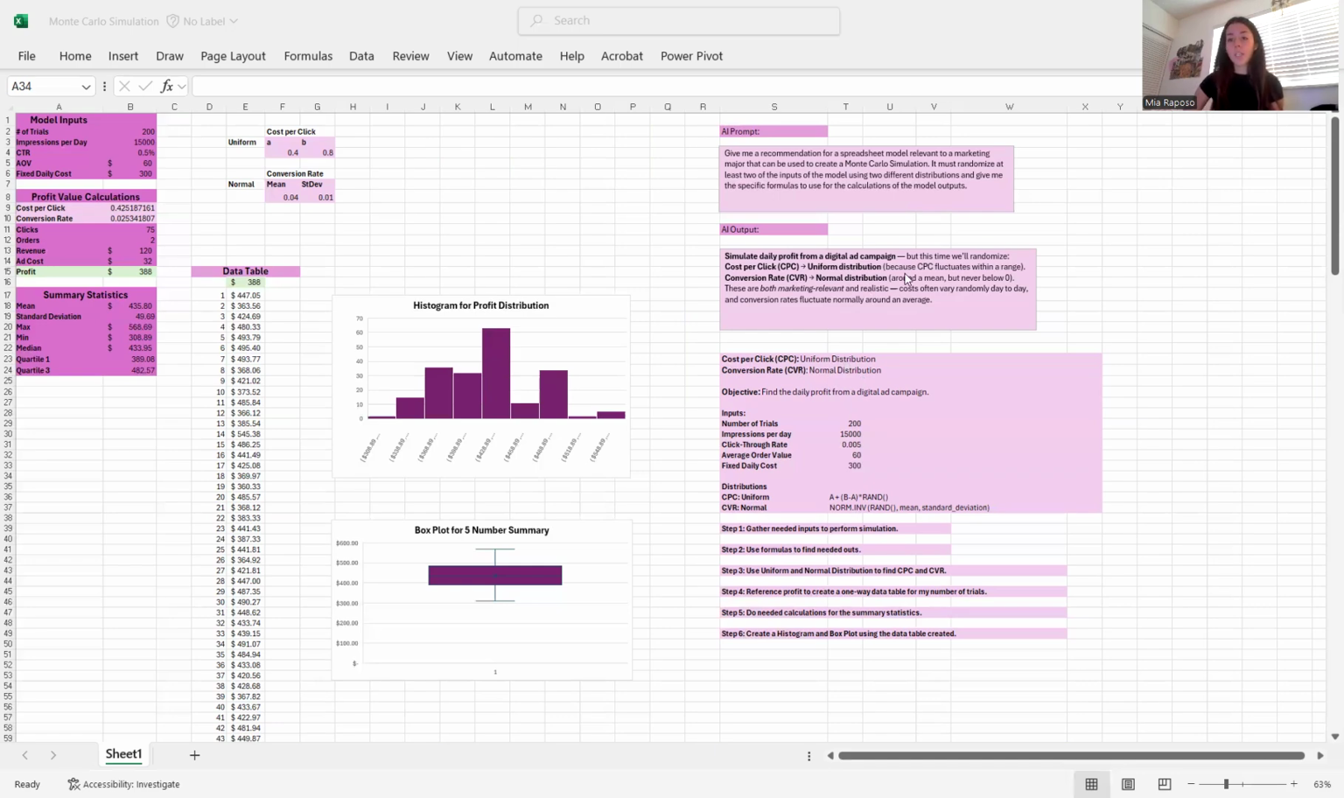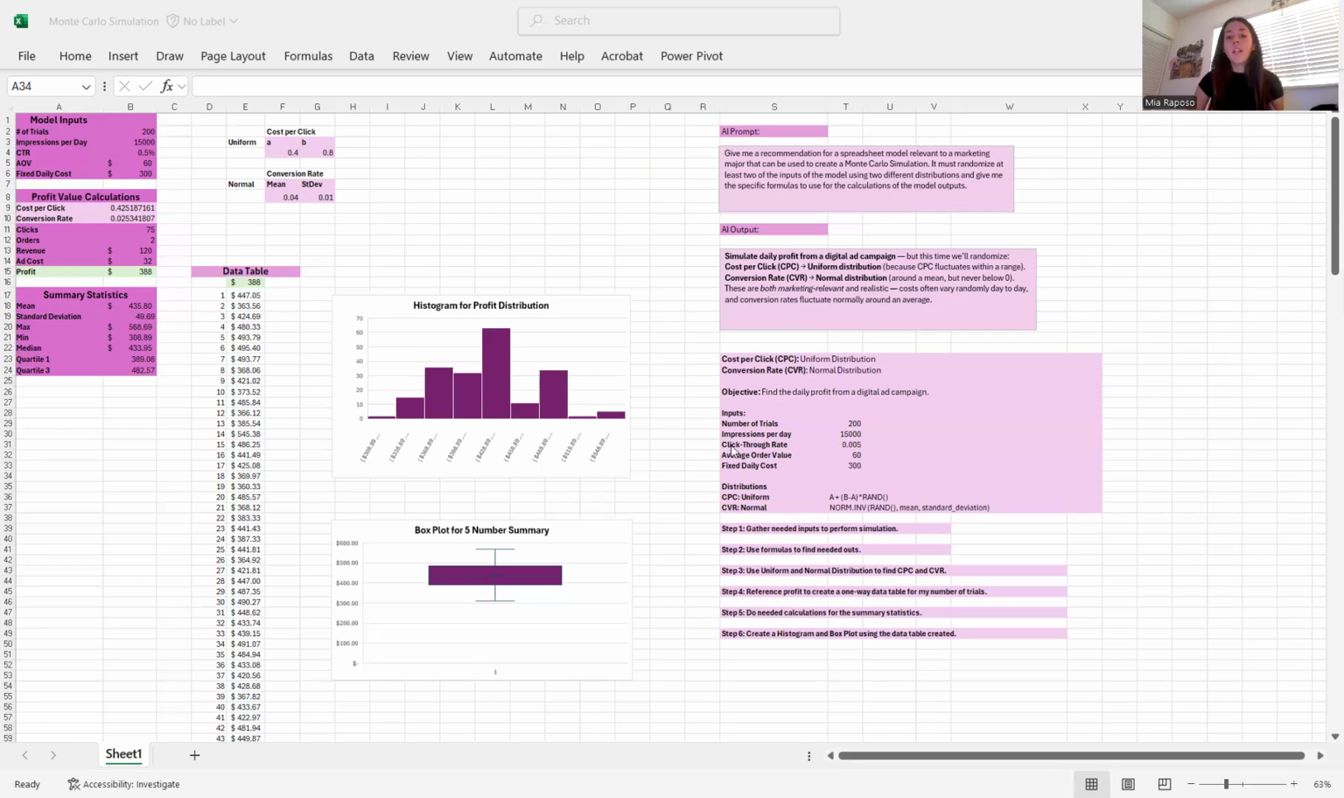I also found it interesting that it gave me reasons as to why. The CPC fluctuates within a range, so it would work out really well for a uniform distribution formula. And the same goes for CVR, which will have a mean. Basically, the number doesn't change too often.